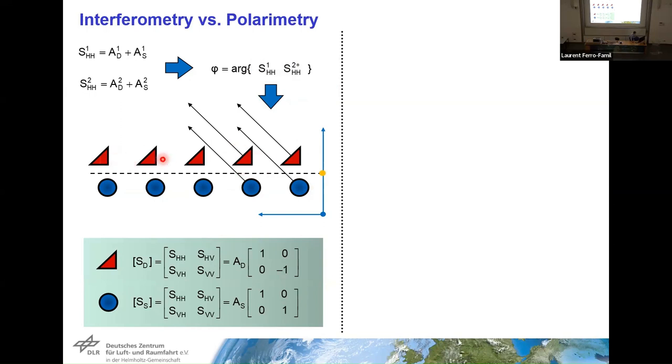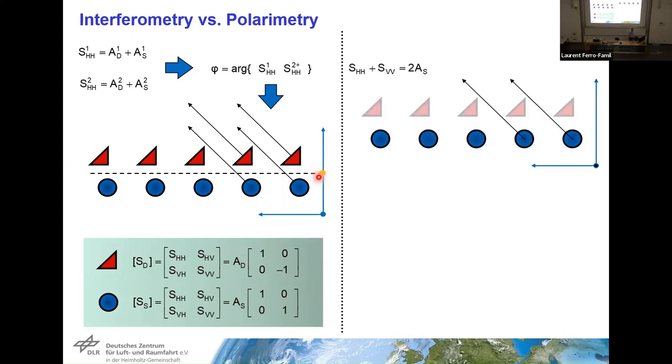Here are the two scatterers, your dihedrals and your spheres. They are at different heights. They will have a certain power ratio, which doesn't really matter. But in general, you will find that their phase center, so their location in height, is somewhere in between. So this is what interferometry does. Interferometry doesn't know what you have, but knows where you are.